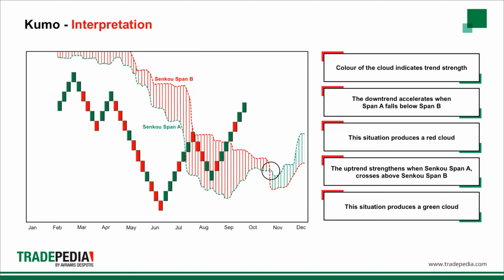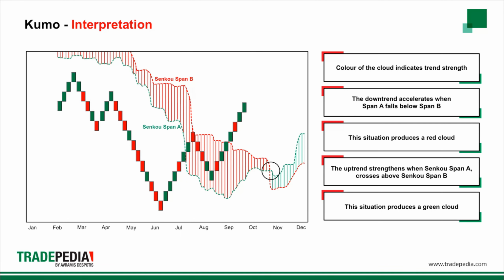Another way we can interpret it is the thickness of the cloud. Generally, the thicker it is, the stronger it is. This is not covered here, but when the cloud is thicker, it's said to be stronger, whereas if the cloud is thinner, it's easier to break through. Let's try and find examples of that later on, after our slides.